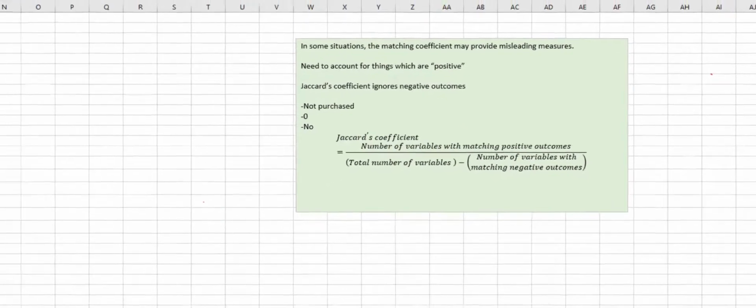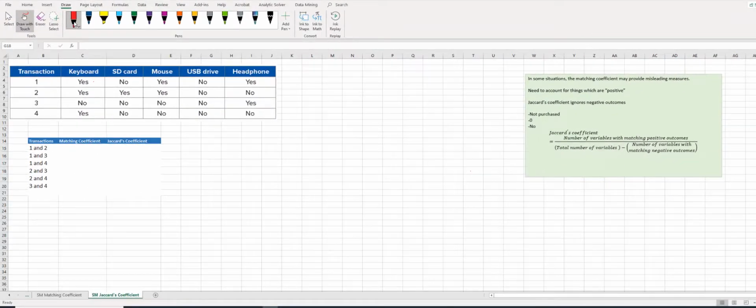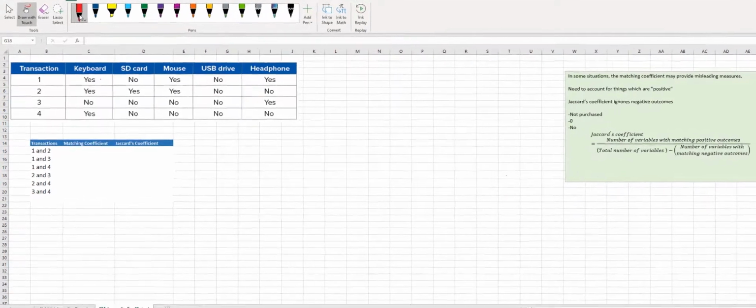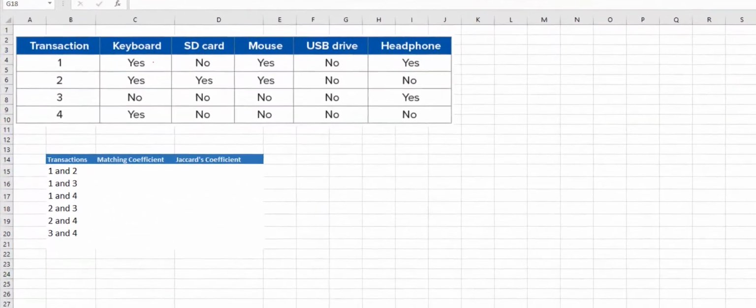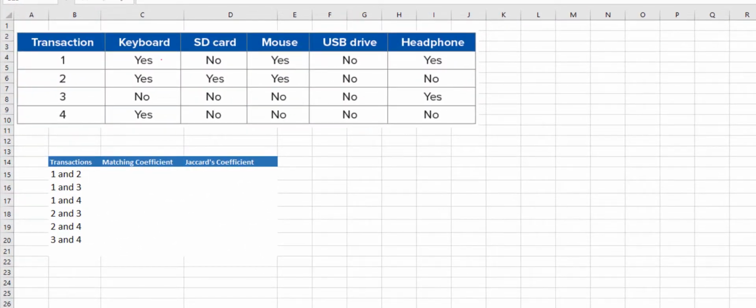On the screen, you see retail store data. This retail store collects point of sales information that shows whether or not 5 products were included in each sales transaction. A yes indicates a positive outcome, and no indicates a negative outcome. For example, transaction 1 indicates that a customer purchases a computer keyboard, a mouse, and a headphone. First, we will calculate the matching coefficient and then Jaccard's coefficient between possible pairs of observations.